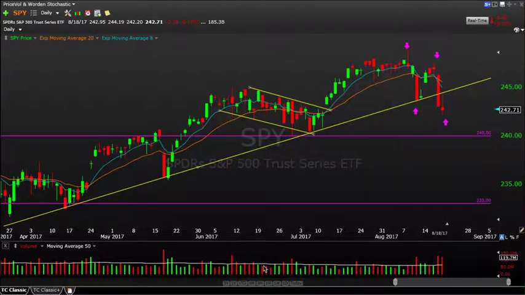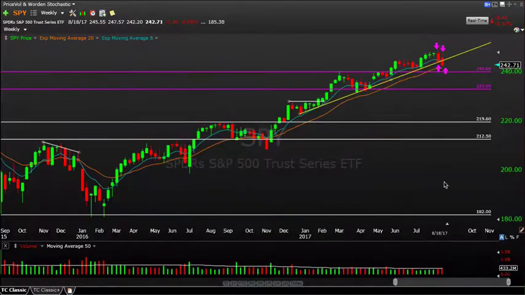The S&P 500 finished off the day on Friday fairly boring, fairly flat, down just 38 cents in the SPY ETF. You can see down 0.16%. Let's look at the weekly chart first. You can see here down a little over 0.5%.